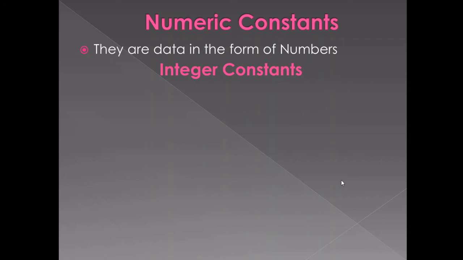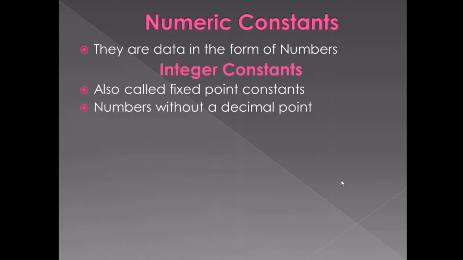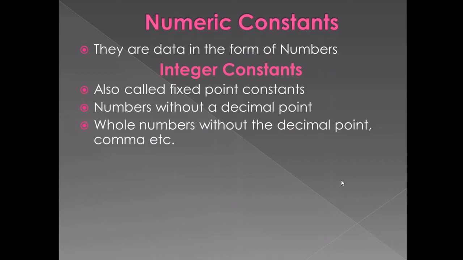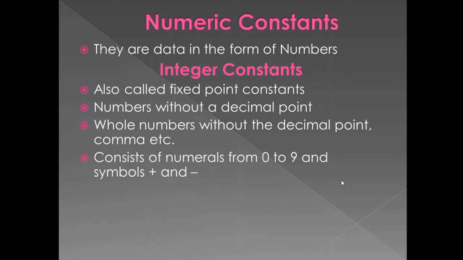So it can be of two types, as I told you. It can be integer constants or real constants. So what are these integer constants? Integer constants are also called fixed point constants. Means these are numbers without a decimal point. We don't have a decimal point in integer constants. These are straightforward integers. These are whole numbers without a decimal point, comma, etc. So it consists of numerals from 0 to 9 and symbols plus and minus. So this plus and minus denotes the sign of the numbers, as you can make out.